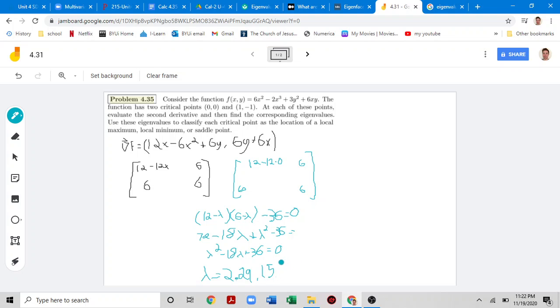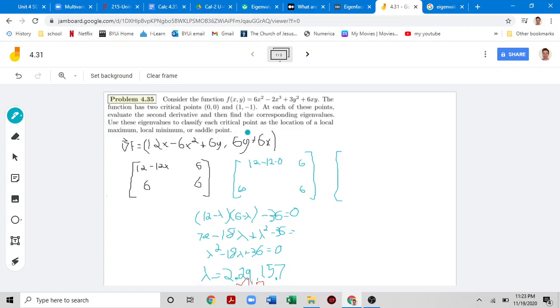Cool. And so that's what we're going to be using for this point right here, 0, 0. At 0, 0, because it's positive and positive, it's going to be a minimum. So let's see. So minimum, it's creeping under. All right, cool. So now let's move on to the next matrix right here.